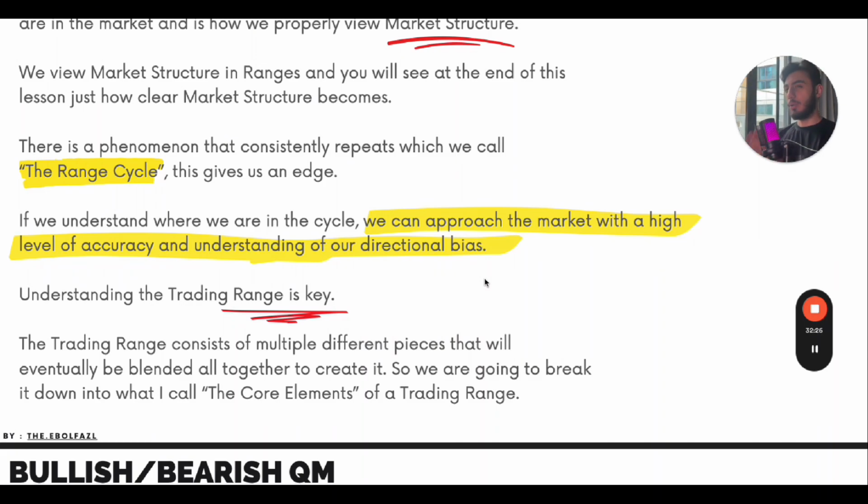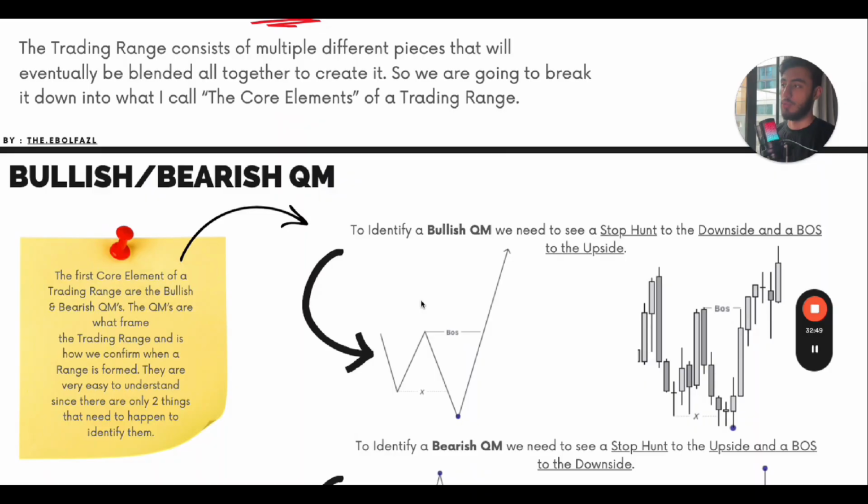So I'm going to teach you how you can understand the trading range, how you can put the concept into practice, how you can have an open point of view on the trading range with liquidity, and how you can buy and sell in the trading range. The trading range consists of multiple different pieces that are blended together to create it. So we are going to break it down into what I call the core elements of the trading range. Let's start with the core elements.